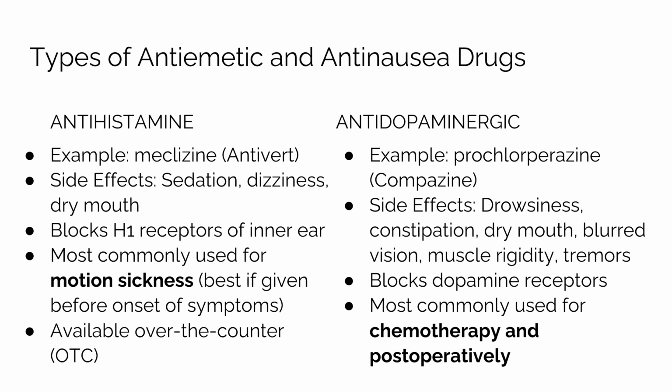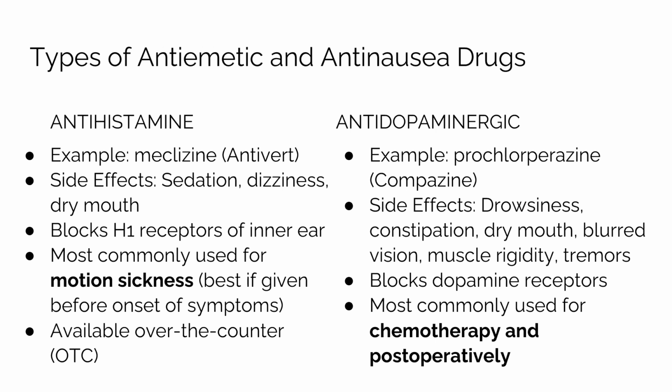Types of antiemetics and anti-nausea drugs. First, we'll start with antihistamines. An example is meclizine. Side effects include sedation, dizziness, and dry mouth. These block the H1 receptors of the inner ear. A reminder, H1 receptors mediate the effects of histamine, a biogenic amine that acts as a neurotransmitter and immune modulator. Antihistamines are most commonly used for motion sickness. They are best if given before the onset of symptoms. They are available over the counter.